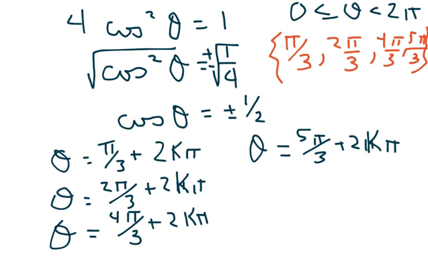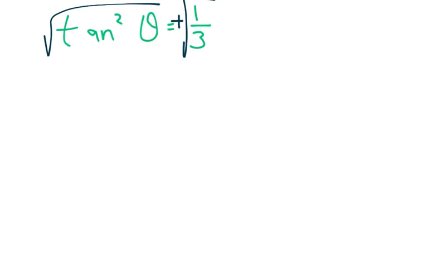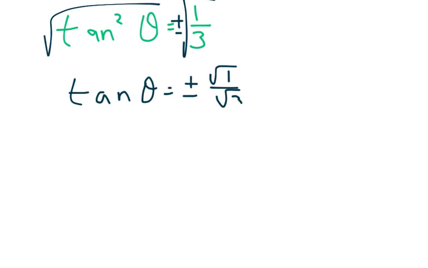Now, this is where cosine is 1/2. This is where cosine of theta is -1/2, these two values. So you just put them all together. Let's do one more. Let's do one with tangent. We have tan squared of theta equals 1/3. So square root both sides. Don't forget your plus and minus. So tan of theta equals plus or minus square root of 1 over square root of 3, which equals root 3 over 3. Plus or minus, don't forget that.